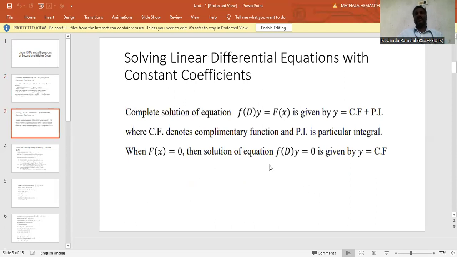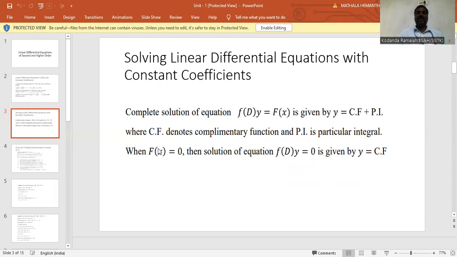So how do we solve second order linear differential equations with constant coefficients? The complete solution of the equation F(D) y equals f(x), the general solution of the second and higher order linear differential equation, is y equals CF plus PI, where CF is the complementary function and PI is the particular integral.